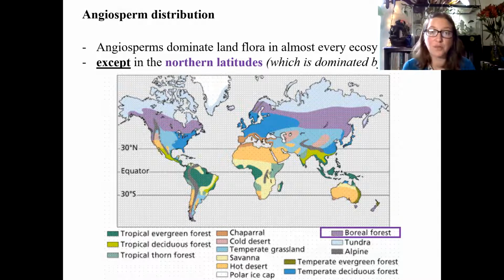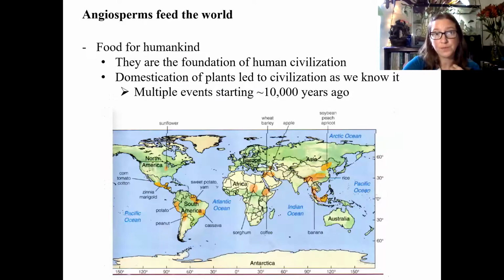Remember last time when we talked about conifers, it says which is dominated by what? Well, it'll be a good prompt when you're looking at the slides later. But yeah, in those northern latitudes, it was the conifers that dominate, right? Because they've adapted to live in those cold and dry environments. But aside from the boreal forest, aside from those northern latitude forests, angiosperms dominate everywhere else.